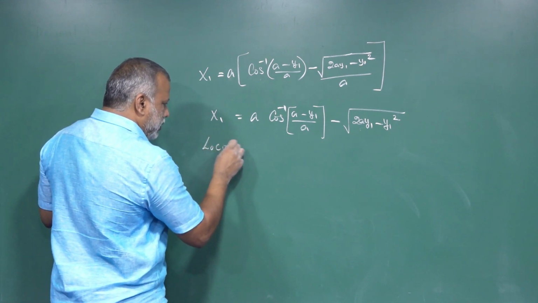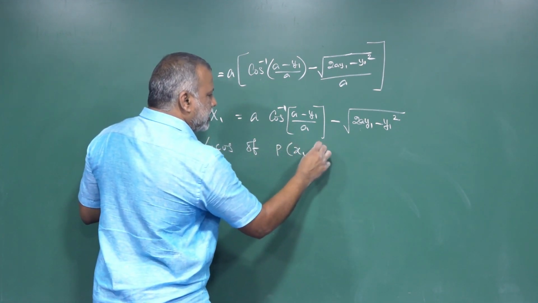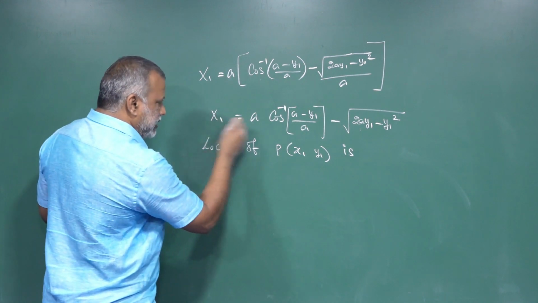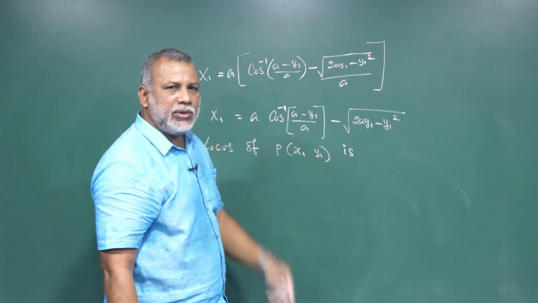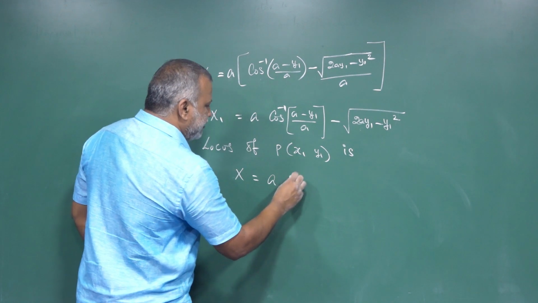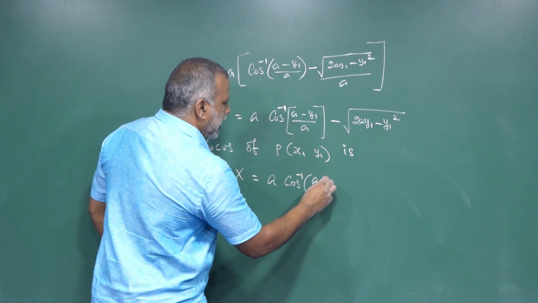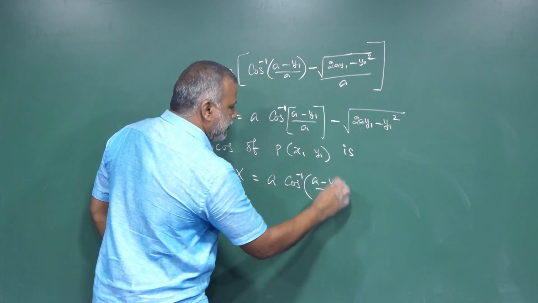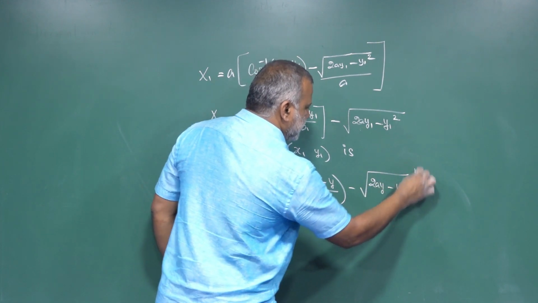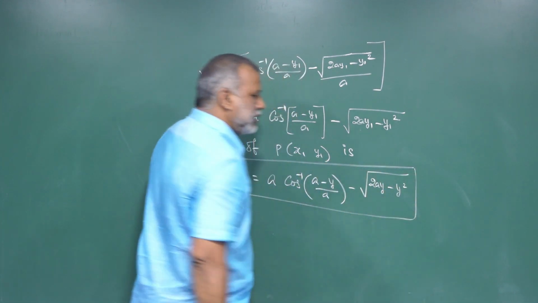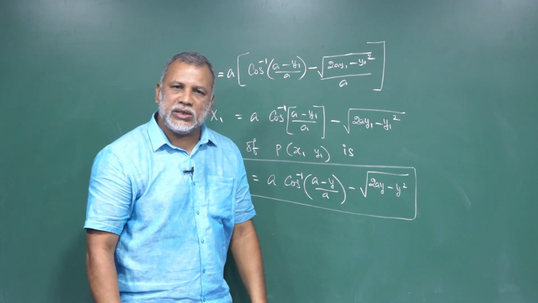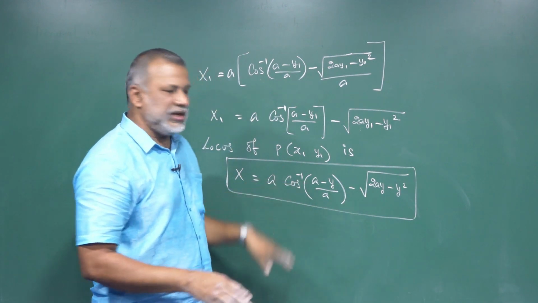Now we need to find the locus of P(x1, y1). This x1, y1 should be replaced with x, y, because locus means it can be a moving point. That means x equals a times cos inverse of (a minus y) divided by a, then minus the square root of 2ay minus y squared. See, this is the required equation of the locus. There will be no parameter. Theta is the parameter already given in your question, therefore the parameter is removed.